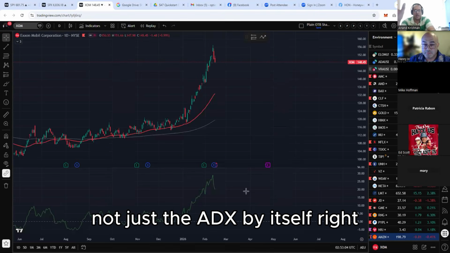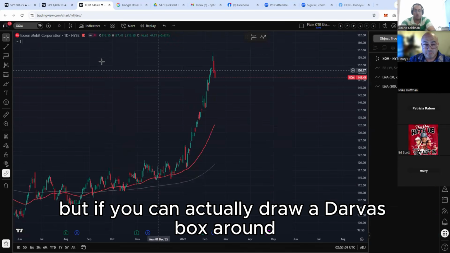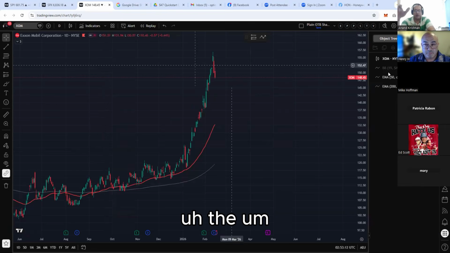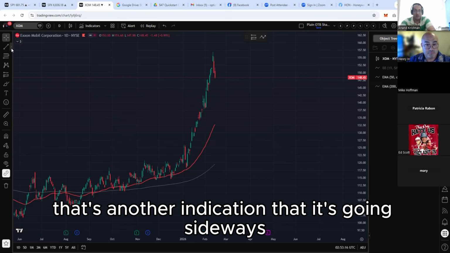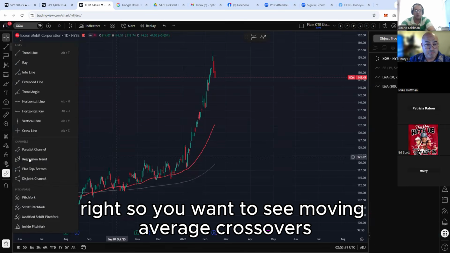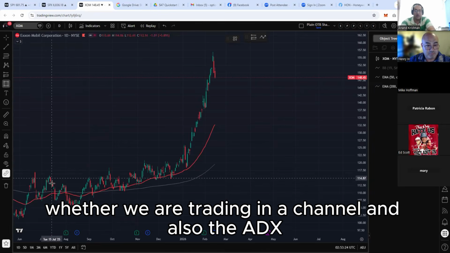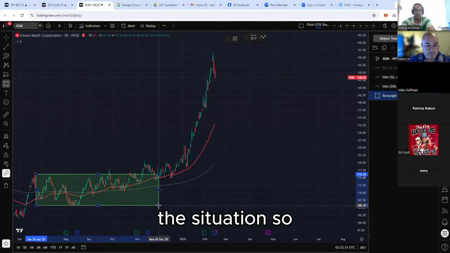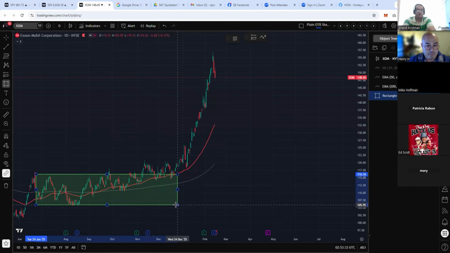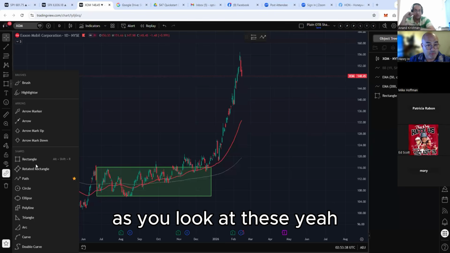Not just the ADX by itself, but if you can actually draw a Darvas box around the price action, that's another indication that it's going sideways. So you want to see moving average crossovers, whether we're trading in a channel, and also the ADX when you're looking at the directional situation. Keep that in mind as you look at these.